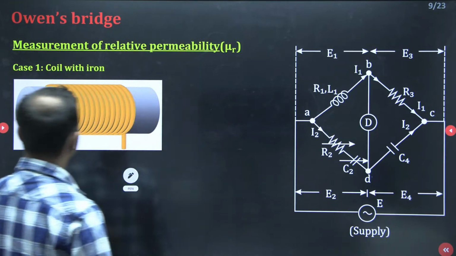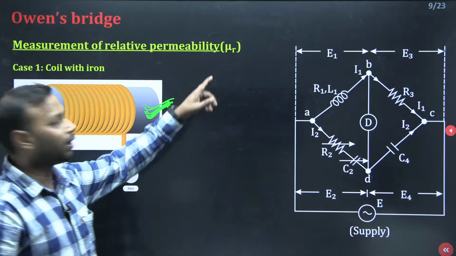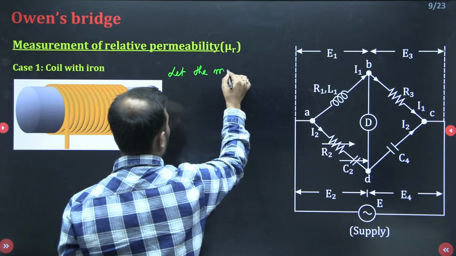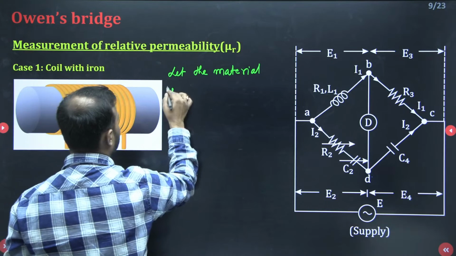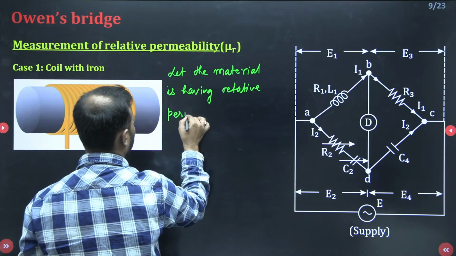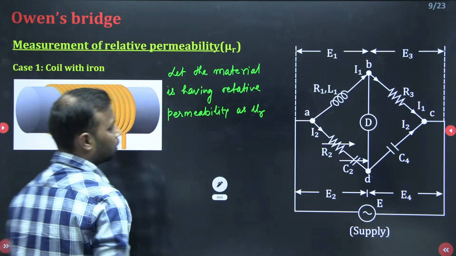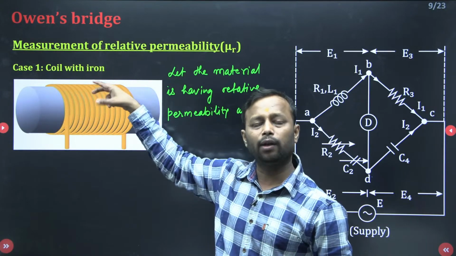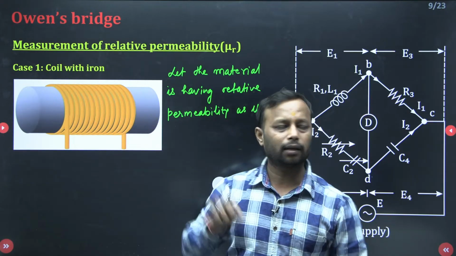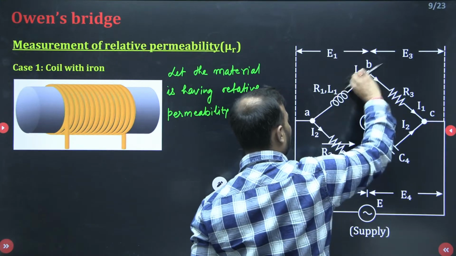So suppose you are having this as an iron, and this iron is having the relative permeability as mu r. Let the material be having relative permeability as mu r. Here you are having this coil, and inside this coil you are going to insert the material. This is your coil.